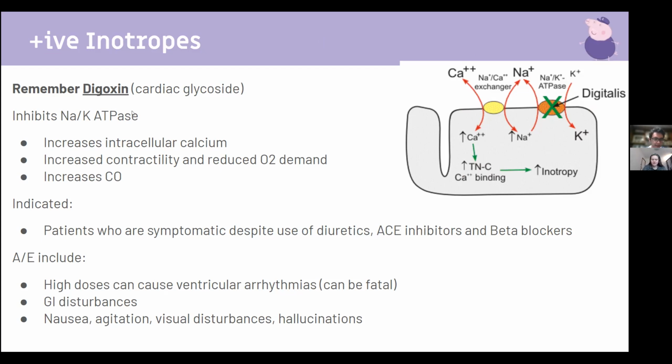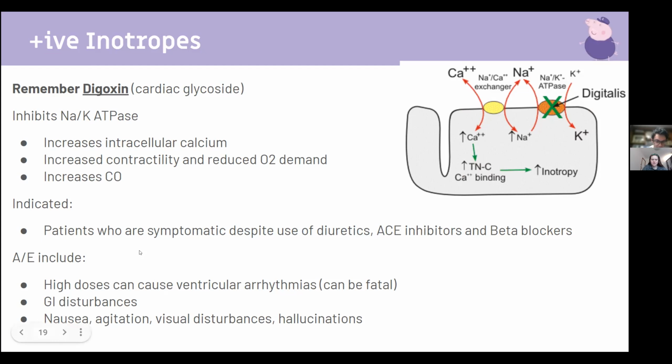So it inhibits the sodium potassium pump and increases intracellular calcium, which is what leads to increased contractility. And because you have increased contractility, you don't need as much oxygen demand. So there's less oxygen demand for the same amount of contractility, and ultimately that increases cardiac output. So if you can remember, this is a different approach. Instead of reducing the stress of the heart, we're making the heart beat harder for less effort. It's indicated for patients who are symptomatic despite the use of all these other drugs we've discussed.